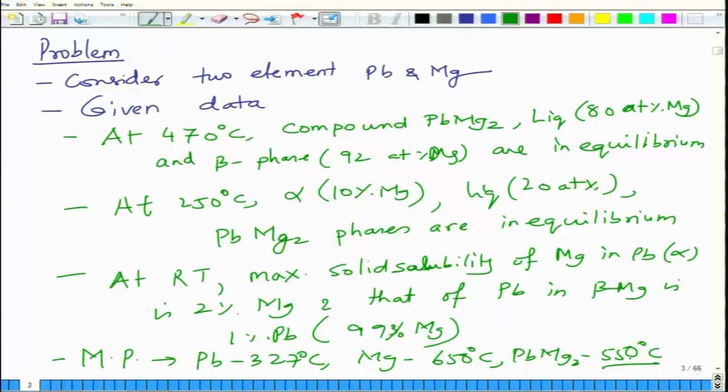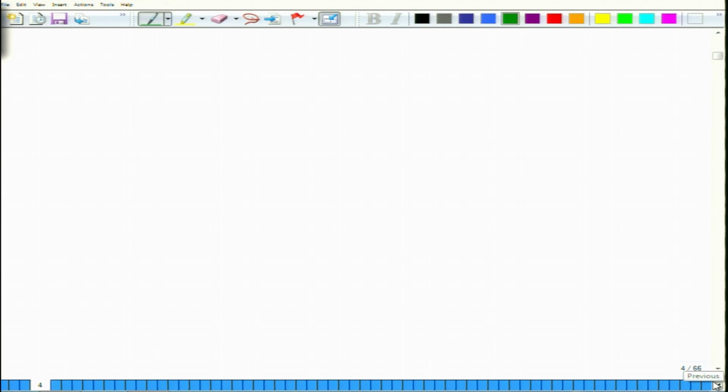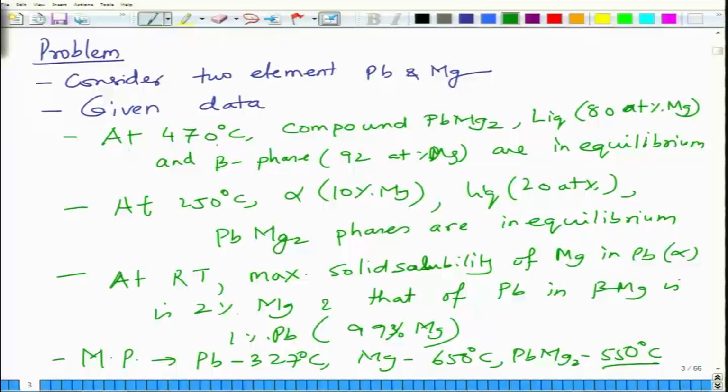Now, if this is the data that is given to you, how will you go about constructing a phase diagram? So, let us do that. Let us first see. If you look at the first data point at 470 degrees centigrade, the compound PbMg2, which has 66.7% magnesium atom percent wise, liquid of 80% magnesium and beta phase of 92% magnesium are in equilibrium. So, this is basically a 3-phase equilibrium.